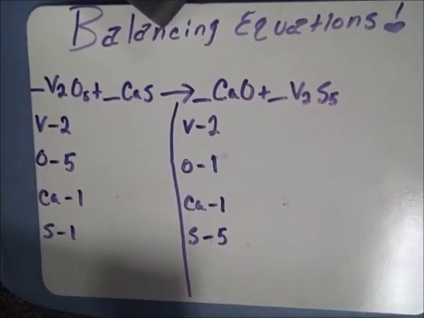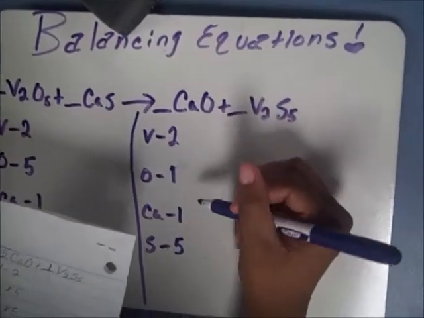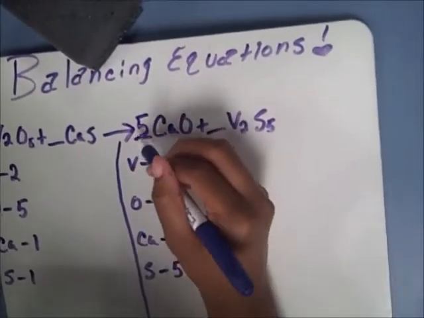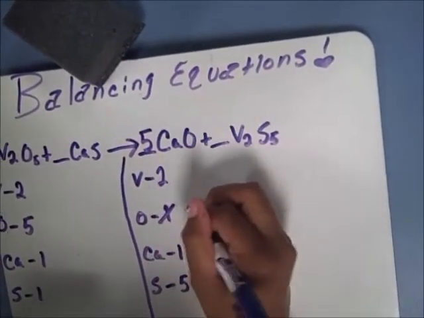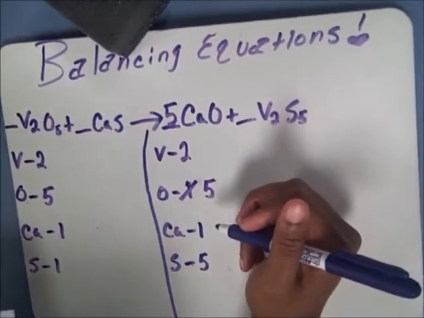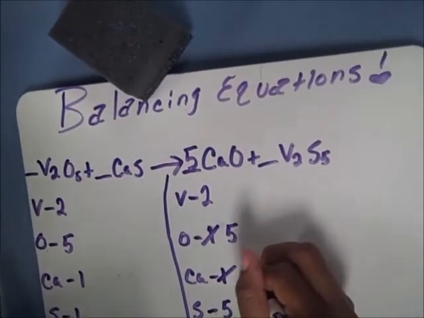So you're going to come over here and try to get 5 over here. I would say you come up here and put 5 right here, and it's going to be 5 times 1, so cross that out, make that a 5. But then that's going to mess up your Ca, so you might as well just cross that out, make that a 5 also.